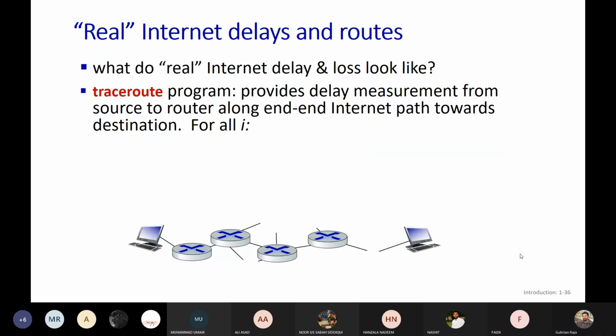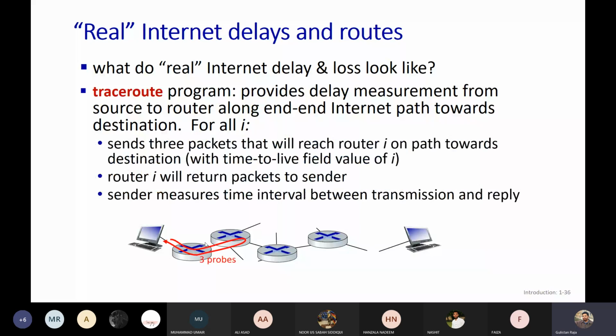Next slide. What do real internet delay and loss look like? On a Windows command prompt, you can go and run traceroute. Traceroute is a utility program which measures the delay from source to a router along the end-to-end internet path towards the destination. So basically, look at this.